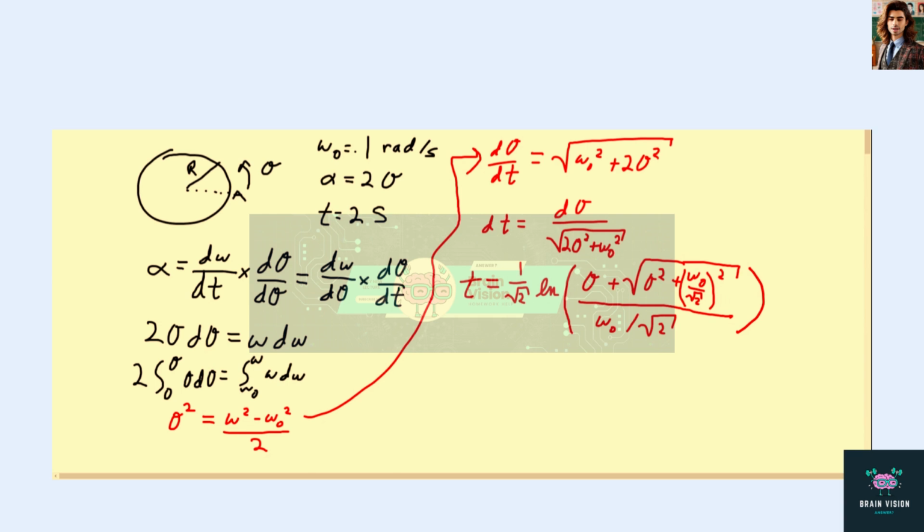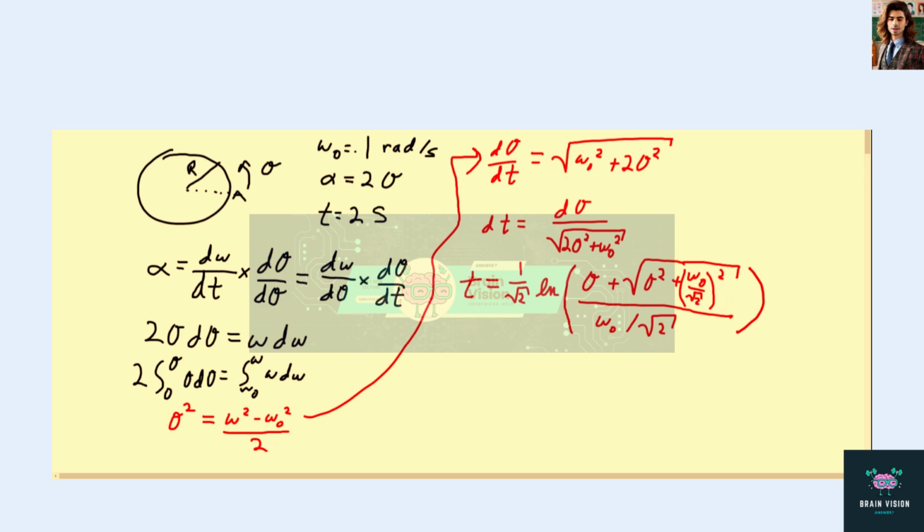So now what we'd like to do is solve this equation for theta. And there'll be a lot of algebra involved for this. And then we'll put in the time of 2 seconds. Once we go through the algebra, which I won't do right here because it's a little bit tedious, I would encourage you to go through that on your own.